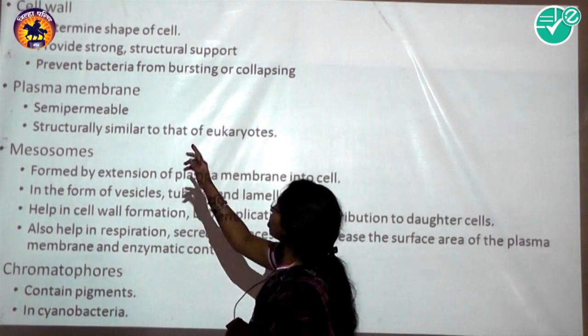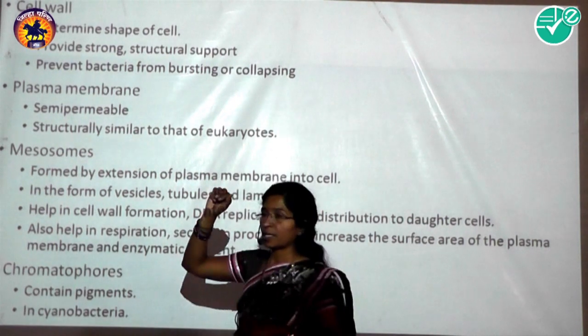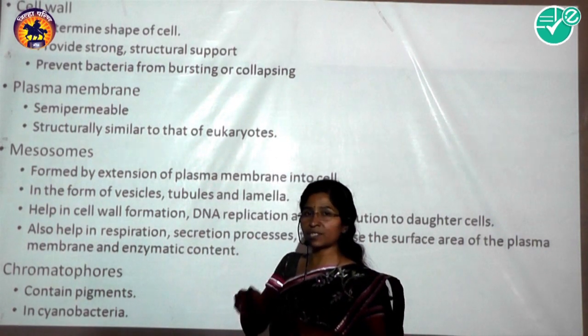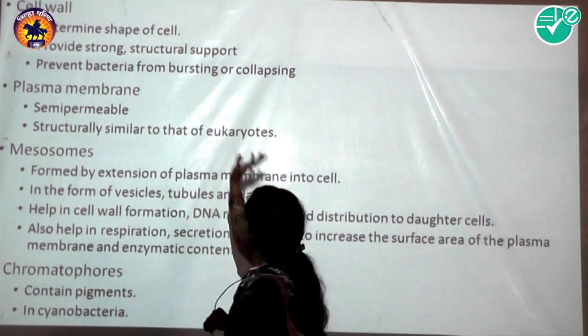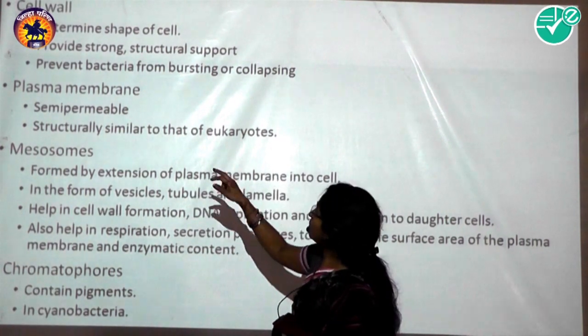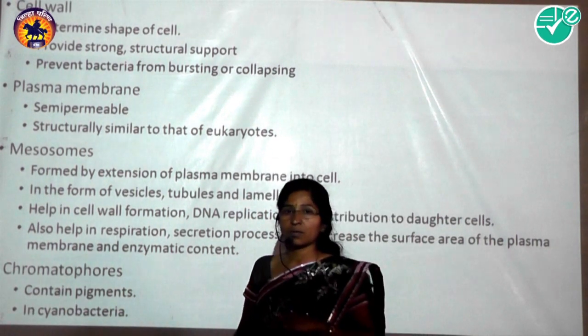Next, the cell wall. The cell wall determines the shape of the cell. A definite shape is given to the cell due to the cell wall. It also provides strong structural support. It prevents the bacteria from bursting or collapsing.